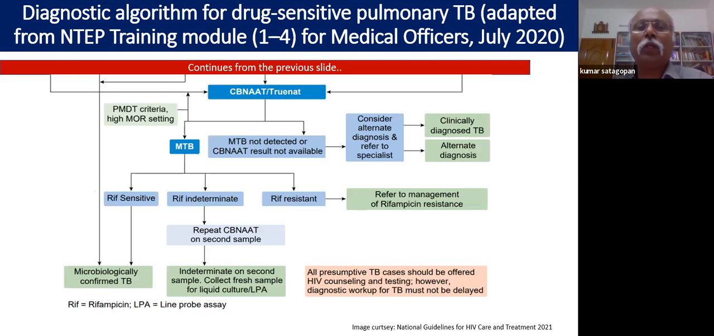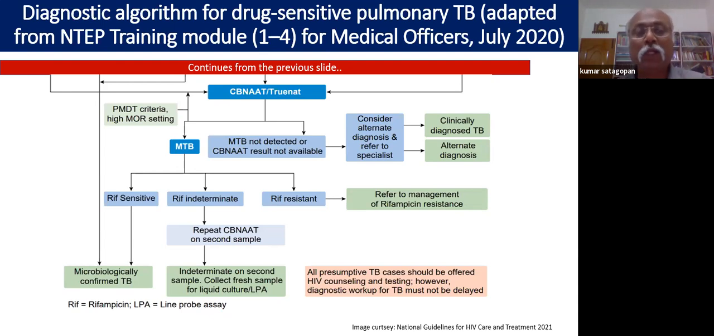So we are going to do a CBNAAT. Please concentrate on the left-hand side. RIF sensitive means microbiologically confirmed TB. In that, one thing is very, very important: we should not be happy with that. We have to subject the patient to an LPA, line probe assay, so that we can find out INH mono resistance. Very, very important.